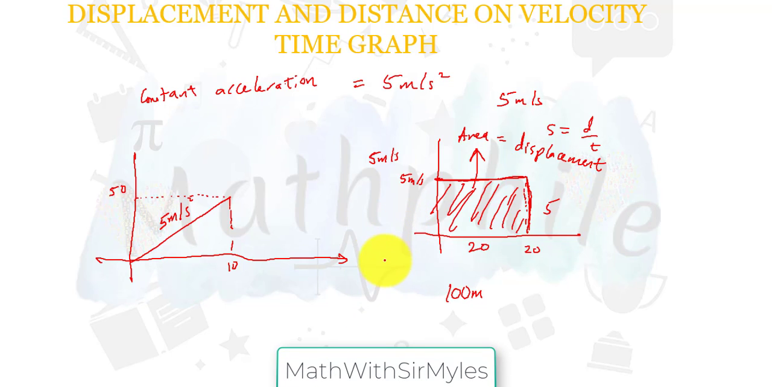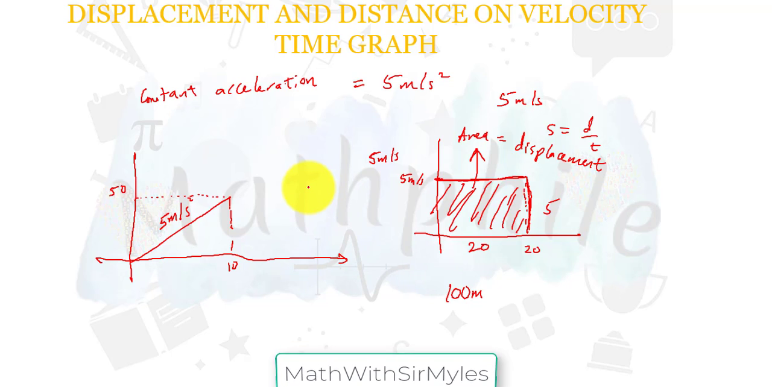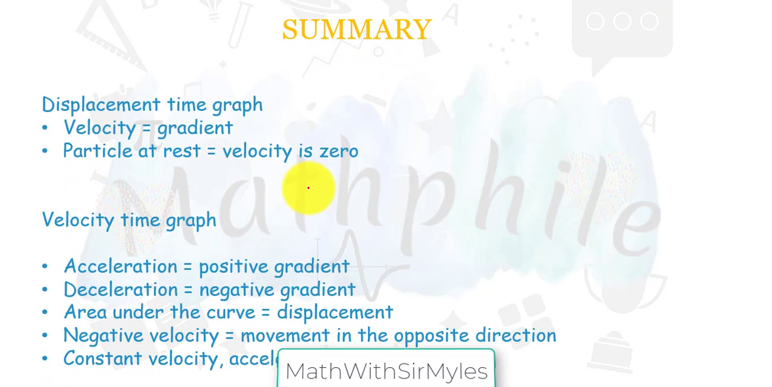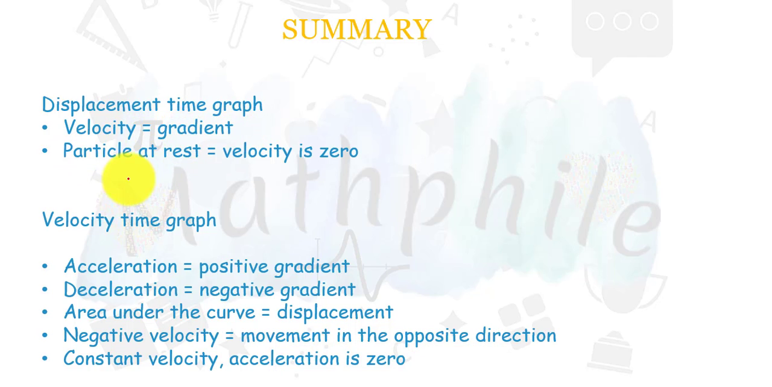Okay, I'm done. So the main thing over here is that the gradient represents acceleration, and the area under the curve represents the displacement. Okay, so let's summarize everything. On the displacement time graph, velocity is equal to gradient. When the particle is at rest, we say that the velocity is zero. Is that okay? On the velocity time graph, acceleration is a positive gradient. Deceleration is with a negative gradient.